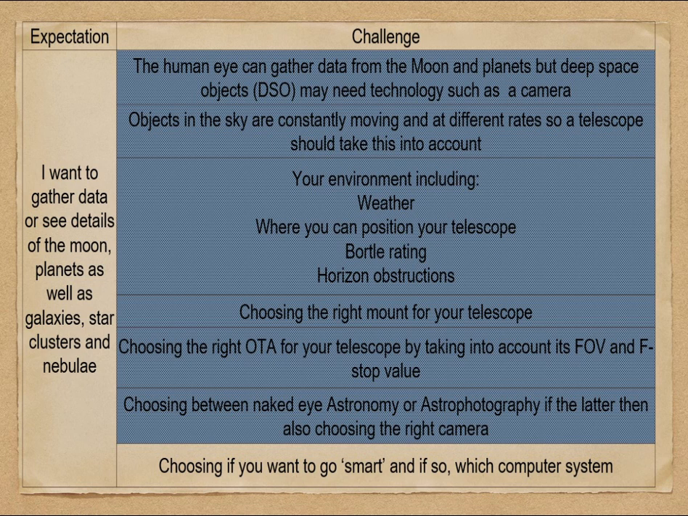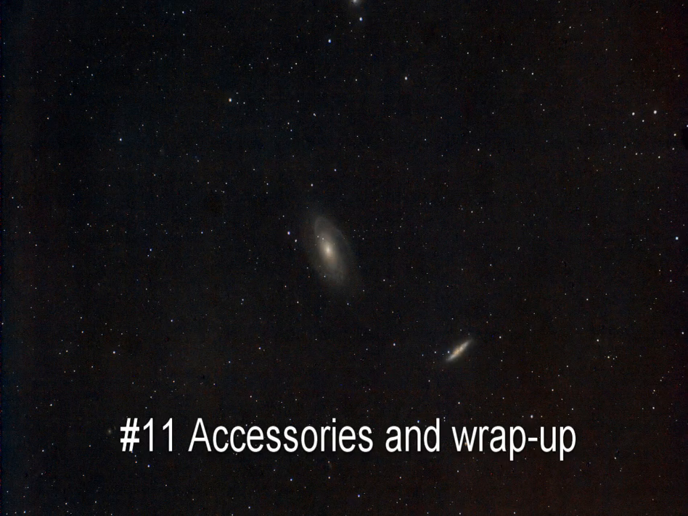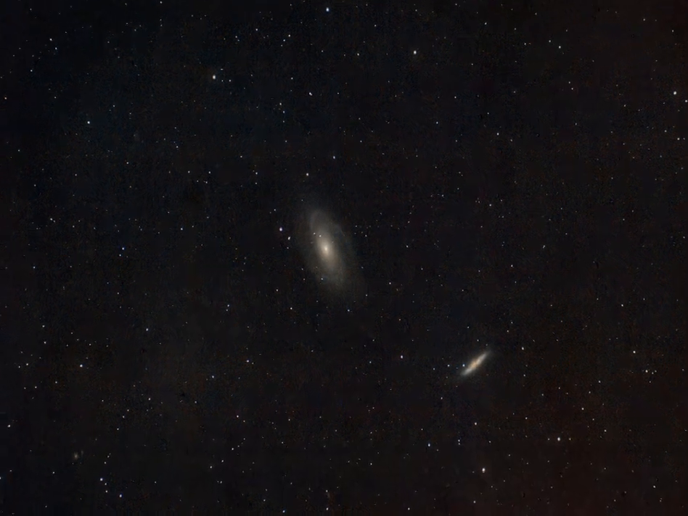On to our final challenge, which is choosing if you want to go smart, and if so, which computer system will you use? So in the next and last in this series of videos, I'll wrap up with some details of accessories that you can buy for astronomy, and we'll see how the Veil Nebula turned out.